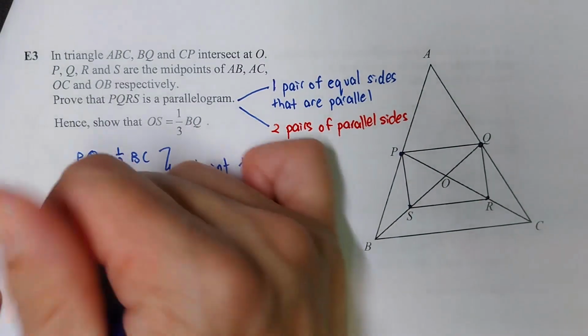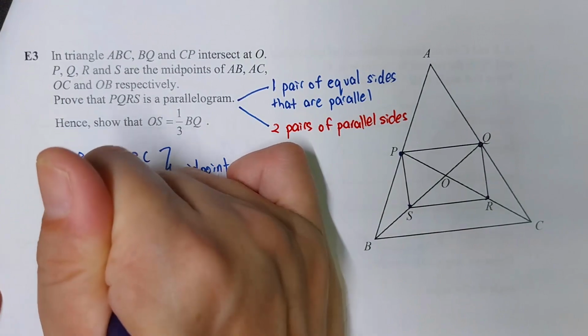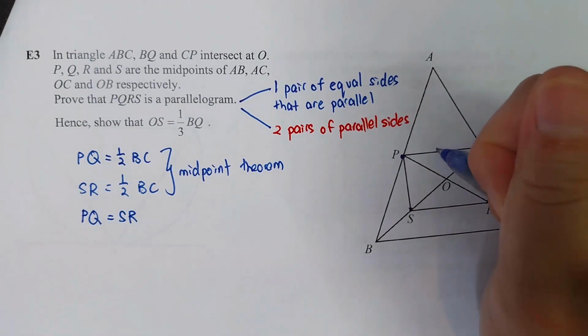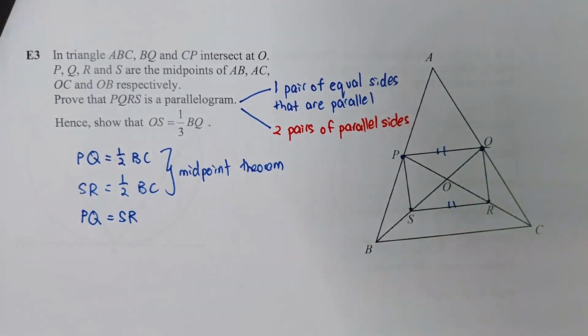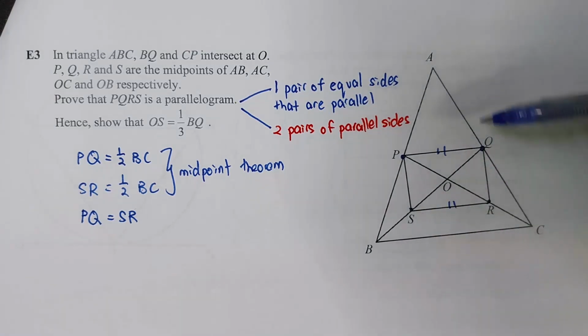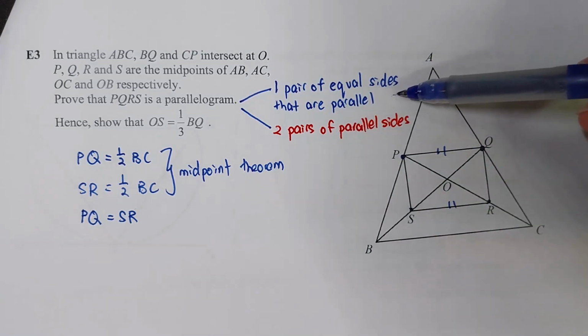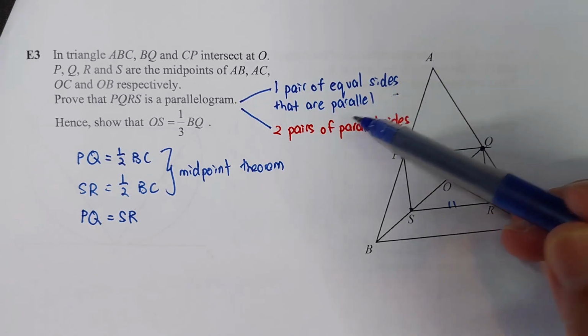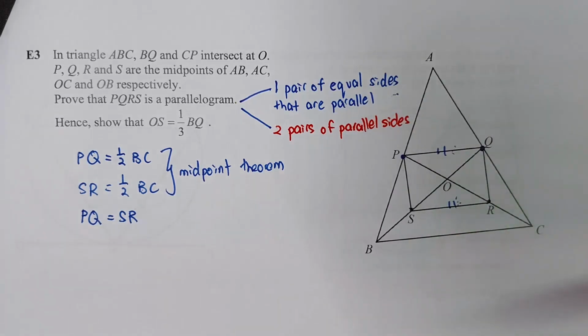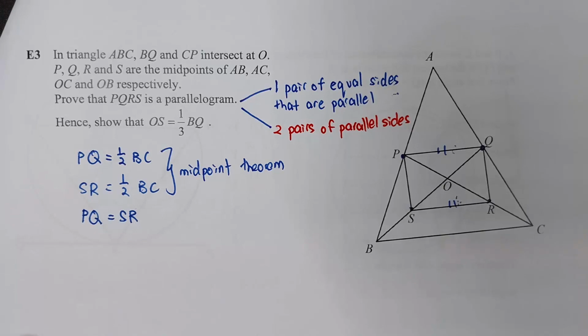Because of these two equations, we will know that PQ equals SR. So we have one pair of lengths that are equal. We should also show that we are going to prove this one. The next thing to do now is to prove that these two lengths, they are equal, they are also parallel. So to do that, we need to use the midpoint theorem again.